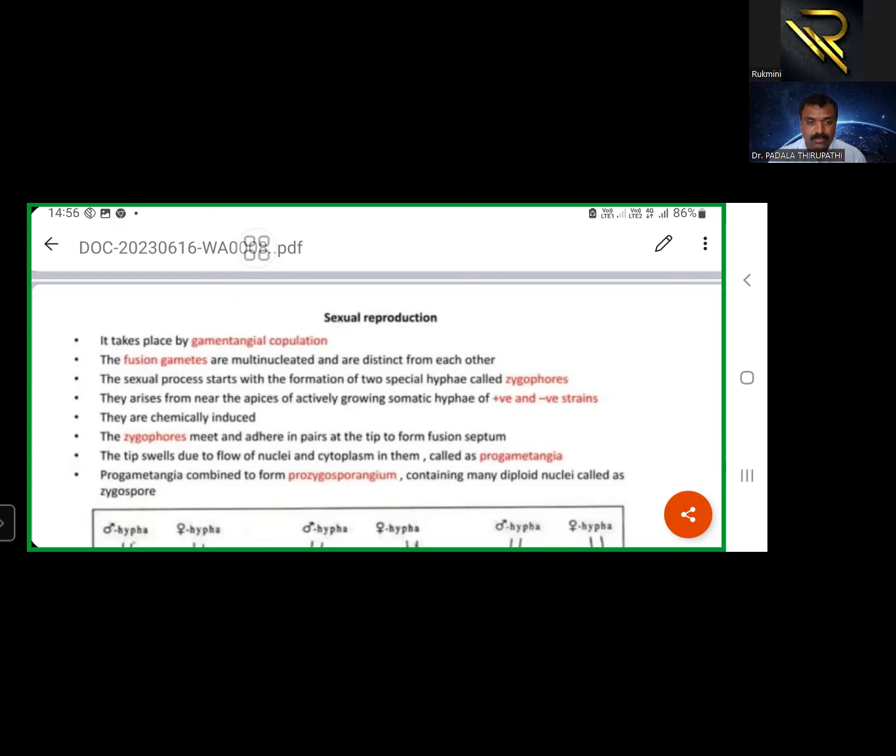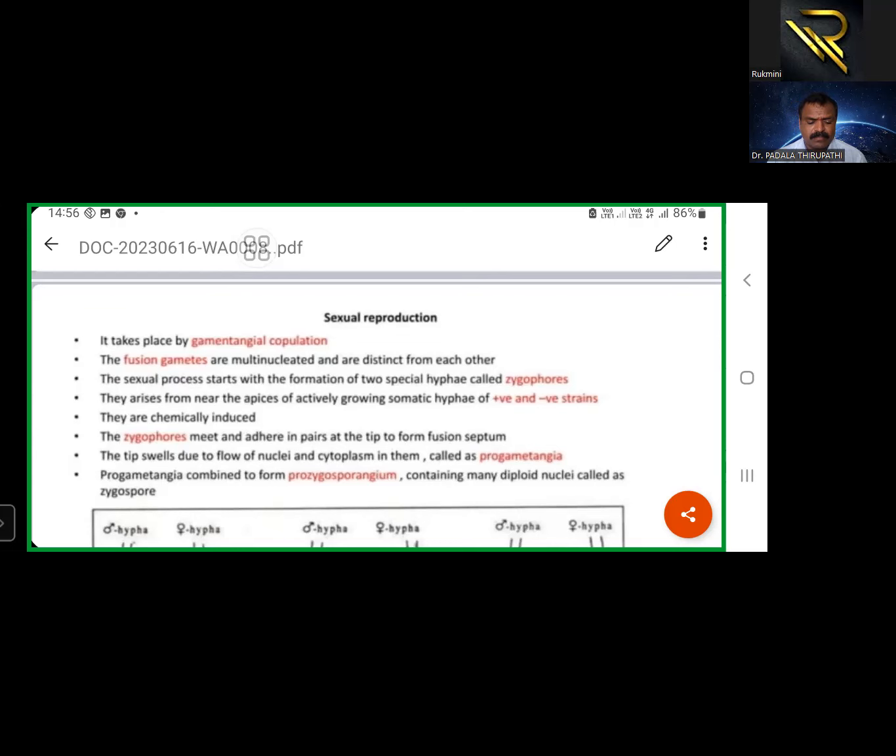That kind of condition is called heterothallism. You can observe this heterothallism in all groups of fungi. So here the mating occurs between two morphologically similar species, but these two morphologically similar species differ in their physiological processes. So here you cannot differentiate these morphologically similar species into male and female.